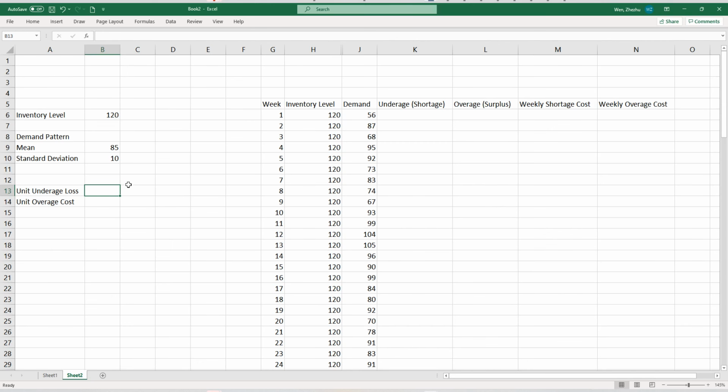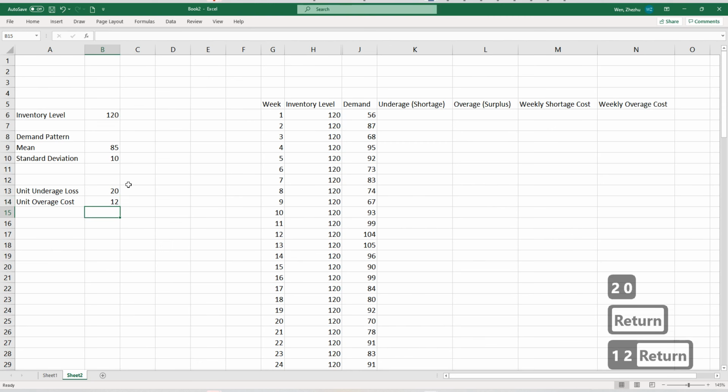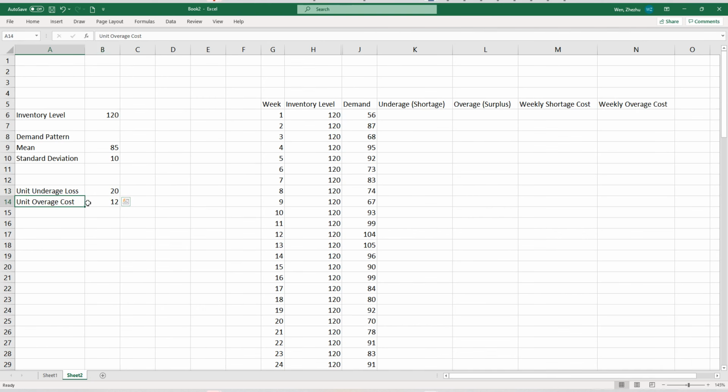Say maybe underage as 20 and overage as 12. When one unit is short, each foregone sales opportunity will make you lose $20. When you sell beyond a certain point, they give you $12 loss. You can consider this as a cost as well.